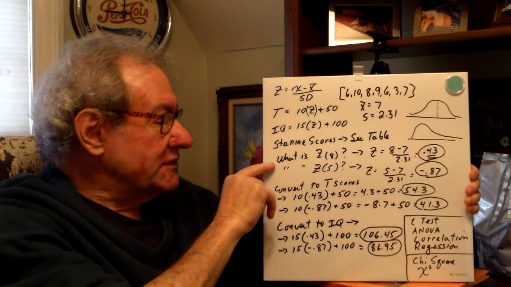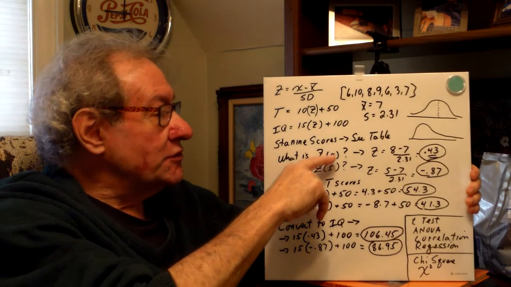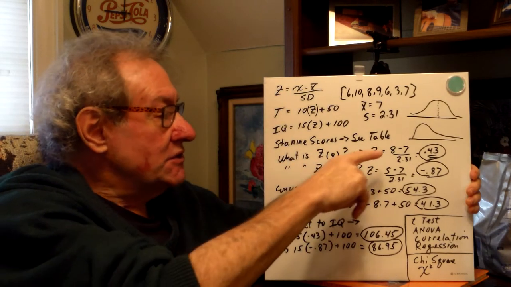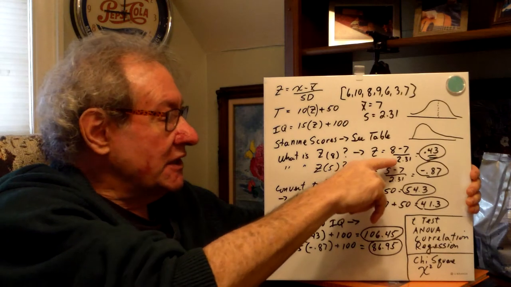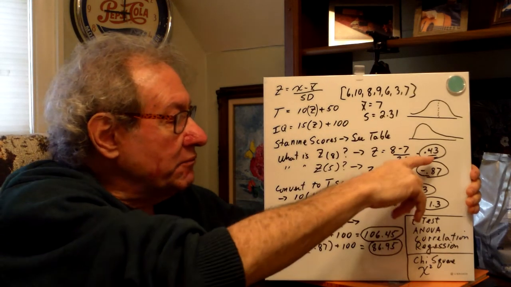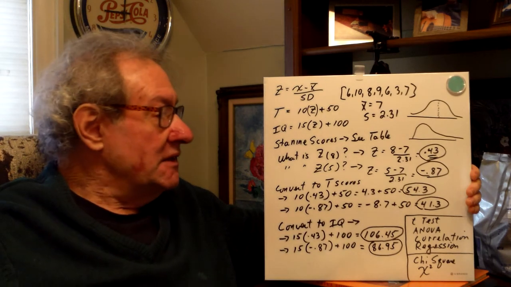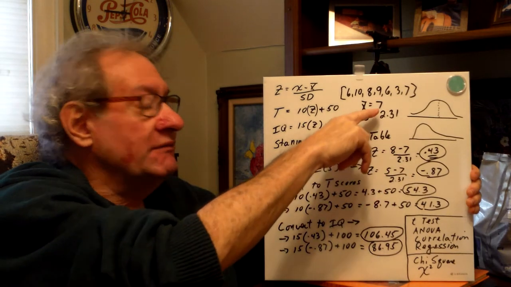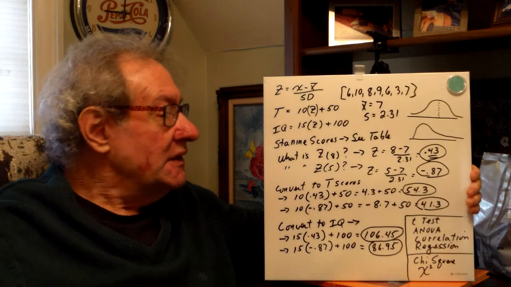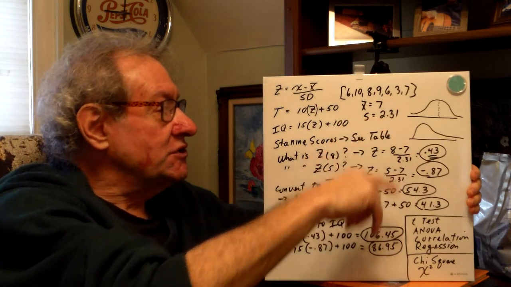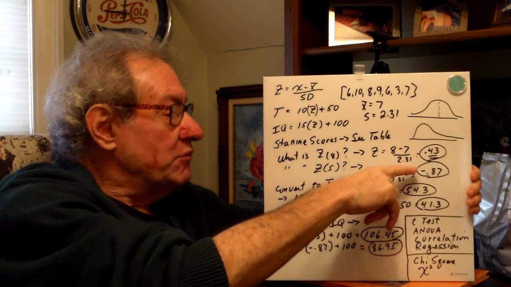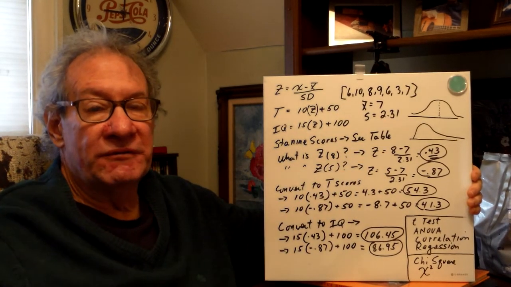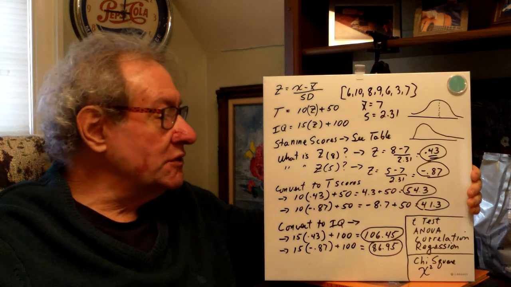Here are a couple of examples that I've worked out for you. What is the z-score for a score of 8? We take the raw score, x, subtract the mean, which is 7, and divide by the standard deviation, which is 2.31, and we get 0.43. It's positive because 8 is bigger than 7, the mean. This person is 0.43 standard deviations above the mean. In other words, if you took 0.43 times the standard deviation and added it to 7, you would get 8. They are almost half a standard deviation above the mean.